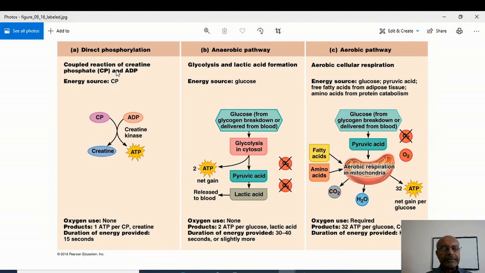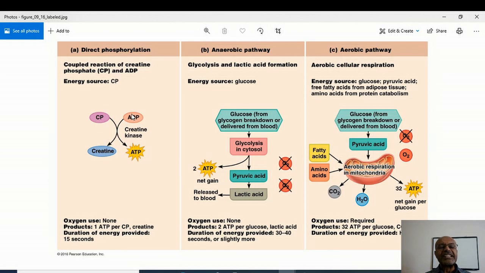One of them is direct phosphorylation, or they also call it the single enzyme method. That is, creatine phosphate is used to attach phosphate to adenosine diphosphate. Do you remember we saw earlier just now that when ATP is used, ATP is dissociated into ADP and P, right?